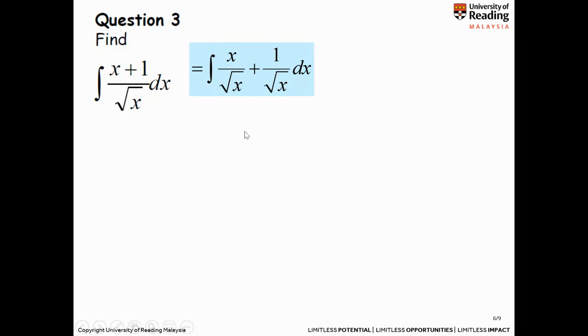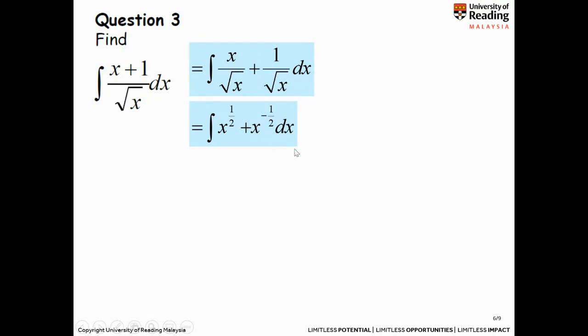So for the first term, x divided by square root x, you shall get x to the power 1 minus, for square root x, the power is half. So you shall get 1 minus half to get x to the power of 1 over 2. And for the second term, 1 over square root x, it is the same as 1 over x to the power half. Then you bring the denominator to the numerator, you shall get x to the power minus half.